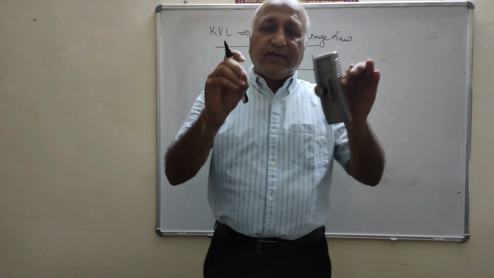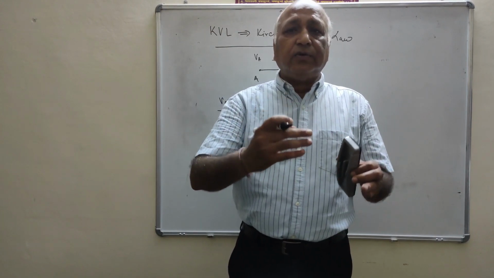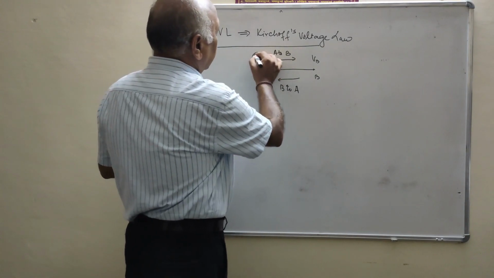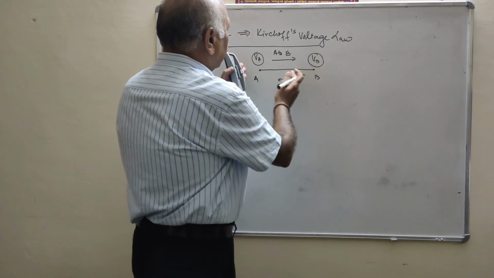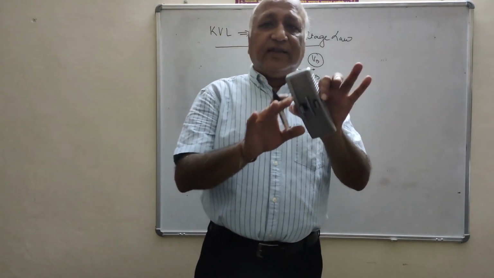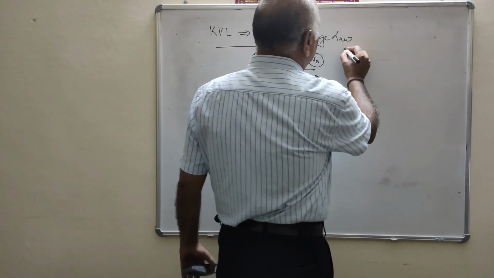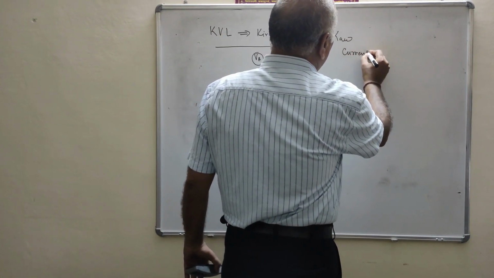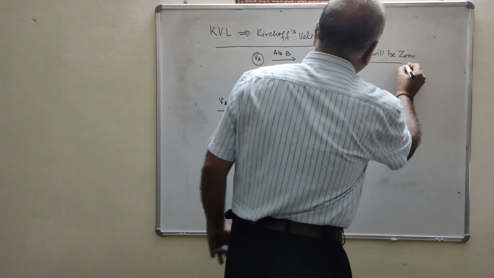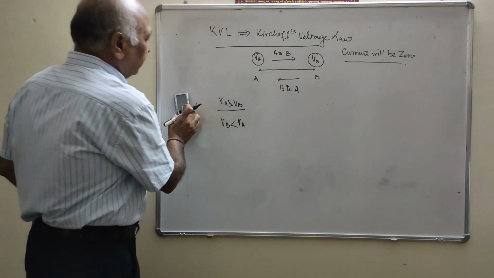Clear? As you see in heat, the heat travels from high temperature to low temperature. Clear? If VA is equal to VB, that means there is no voltage difference. When there is no voltage difference, there will be no current, or you can say the current will be zero. Any doubt? Clear? The current will be zero. Clear? Now you will see what the KVL is.